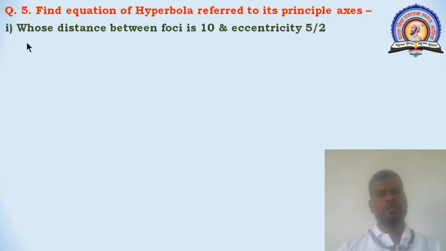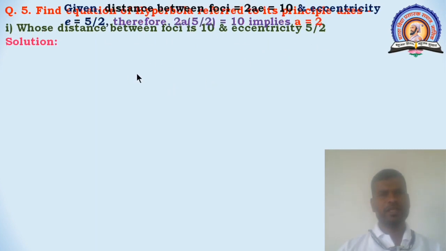First example: the distance between foci is 10 and the eccentricity is 5 by 2. So we have to find the equation of the hyperbola, given that the distance between foci is 10 and the eccentricity of this hyperbola is 5 by 2. So we have to only find the value of a square and b square.